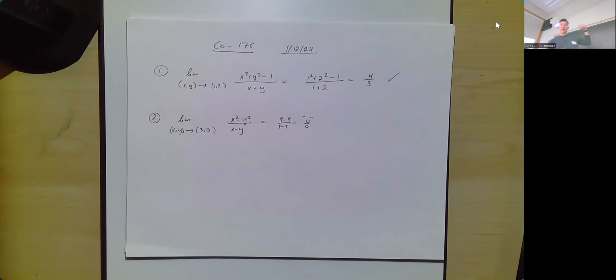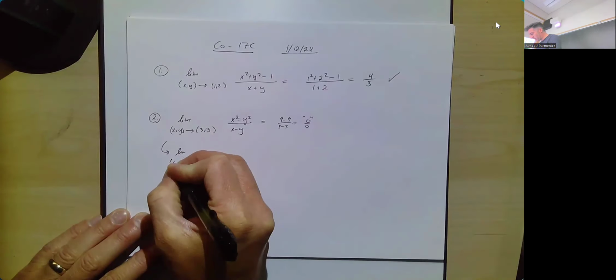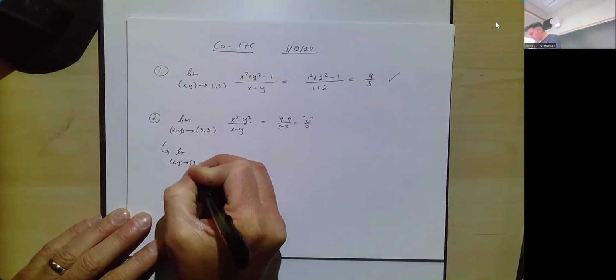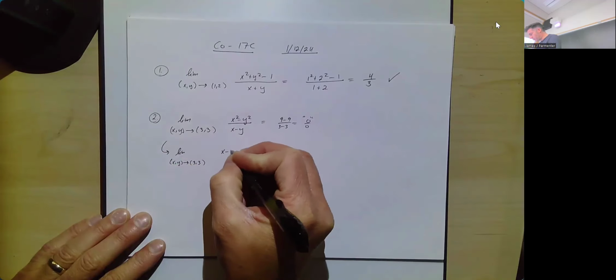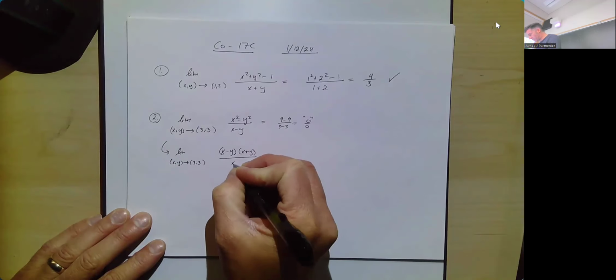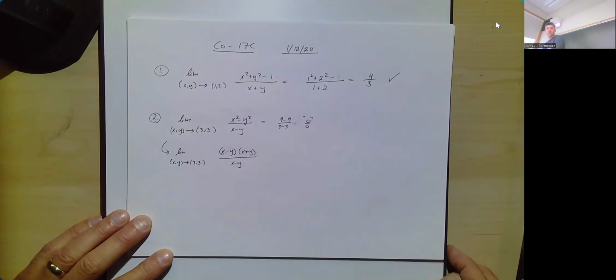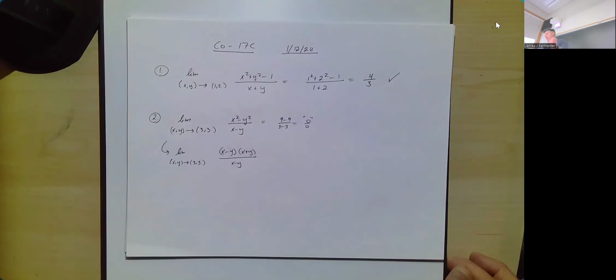Some of the time, like in this example, things will factor nicely. So here, I can rewrite this as the limit as x, y approaches 3, 3. I factor the numerator as x minus y times x plus y, divided by x minus y. X minus y divided by x minus y is 1. And now I want to point out, x minus y divided by x minus y is 1 as long as x minus y doesn't equal 0. But it doesn't because, right, we're not actually plugging in 3, 3.